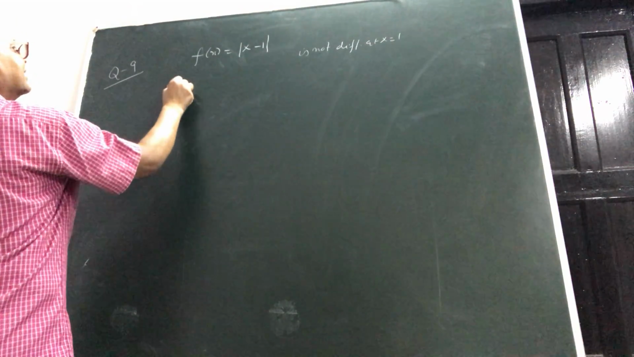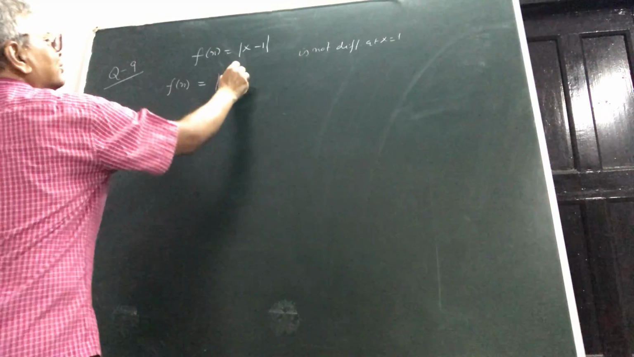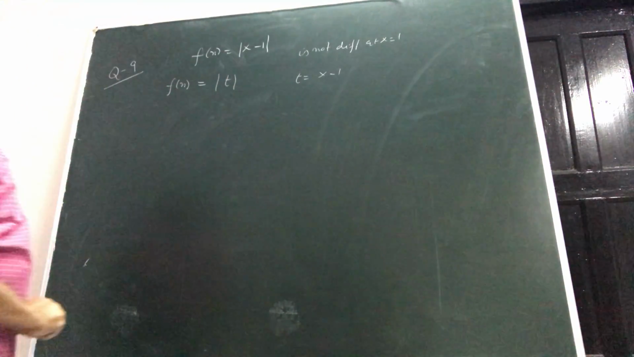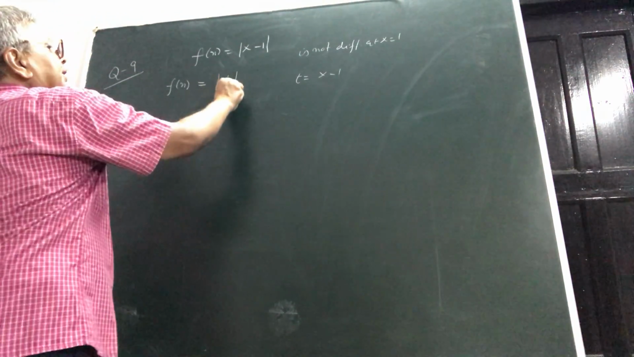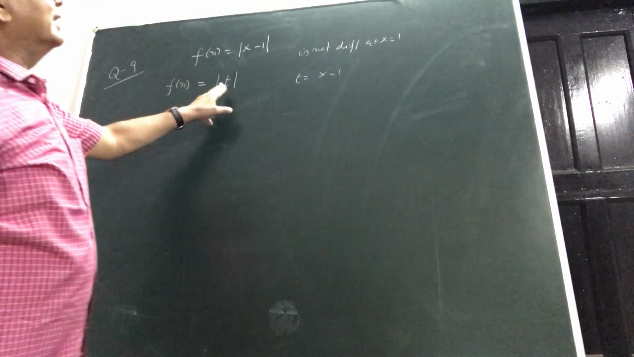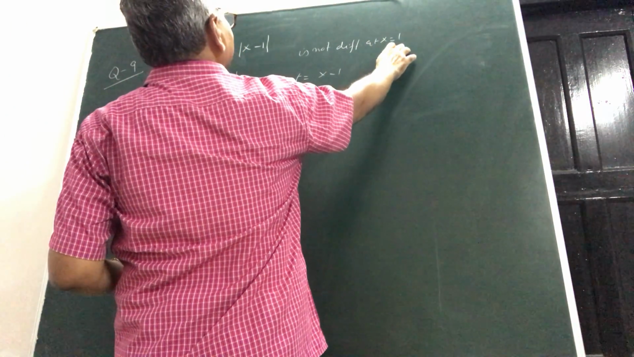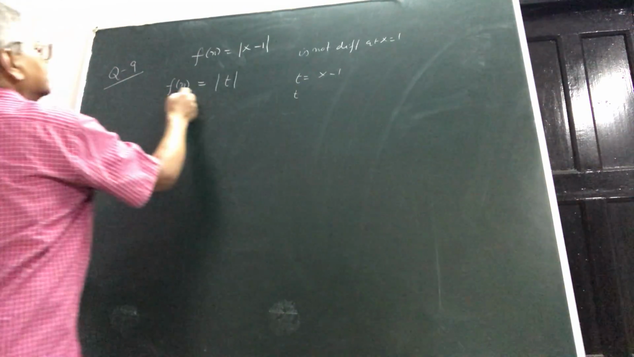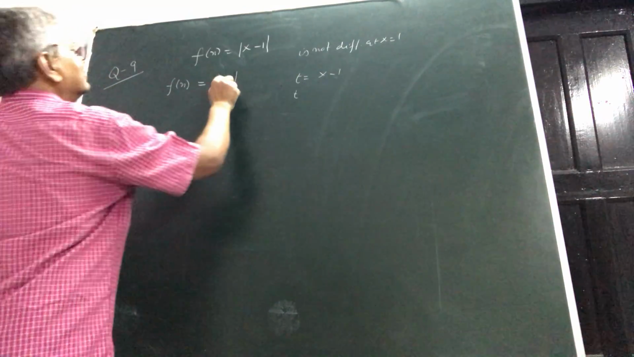Okay, simple it is. You can always convert it. One way: if you see it is mod t, what I will do, I will put t = x - 1. So if you put it here, it is modulus t. Effectively, differentiability at x = 1 will have to be checked at t = 0, that is, at 1 - 1.